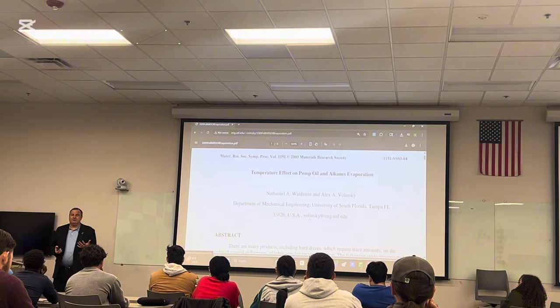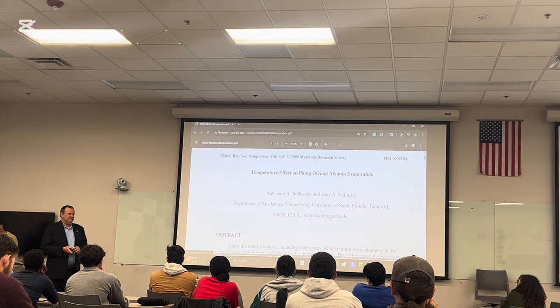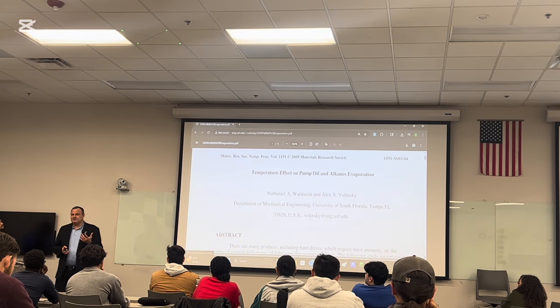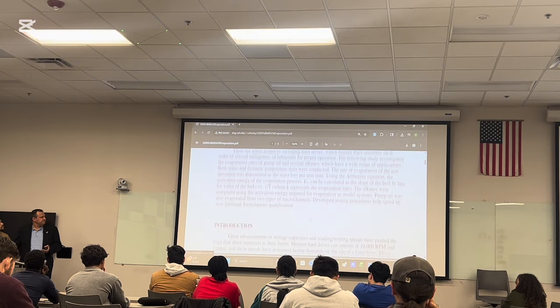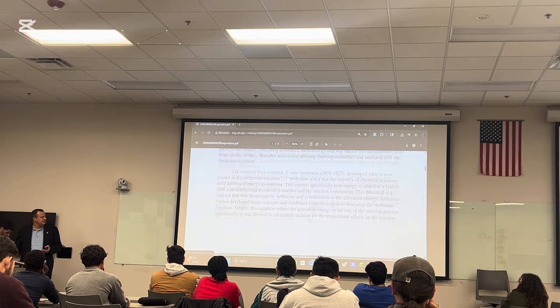Measure evaporation rate of oil. I'm like, what are you talking about? So the first hard drive, which was 1 terabyte, back in the day, had a little tiny drop of oil.